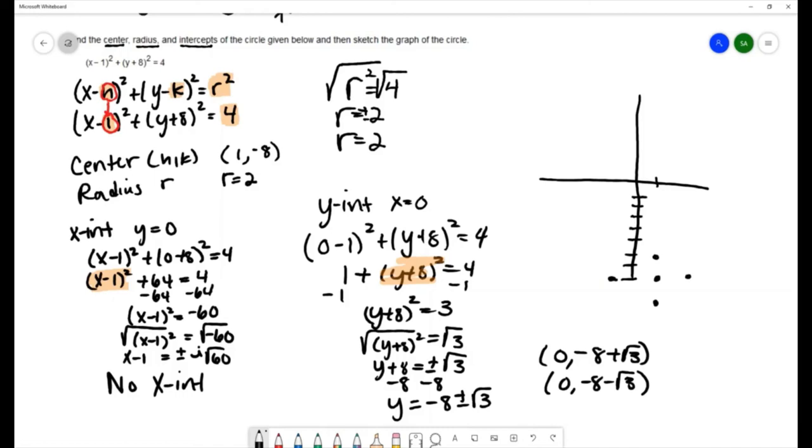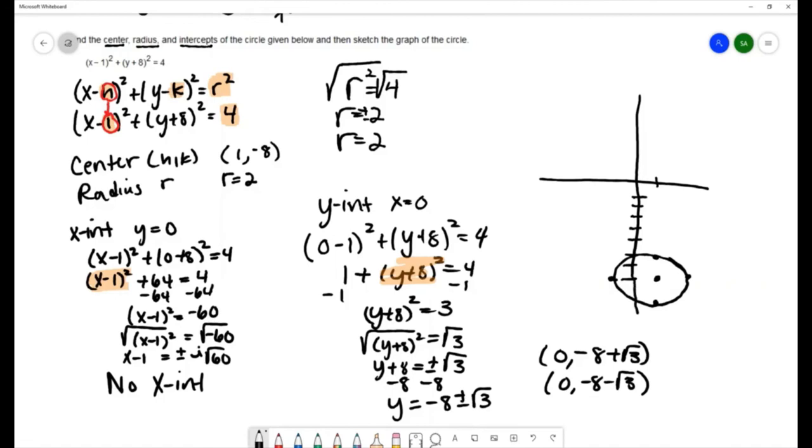I'm reminding you that the radius represents the distance from the center to every point on the circle. So by traveling a distance of 2 away from the center, you're arriving at points on the circle. We're going to connect those points to create the circle. And there we have the graph of the circle.